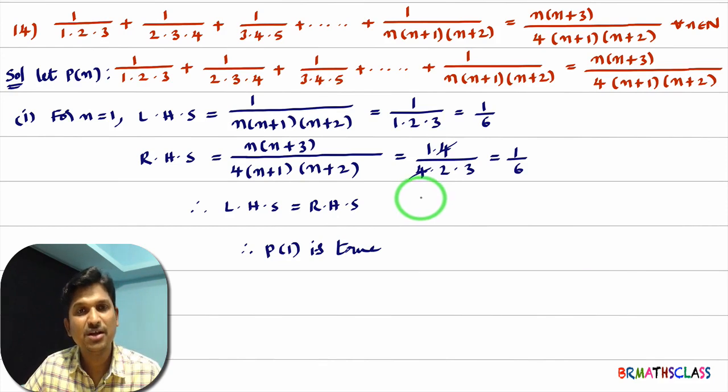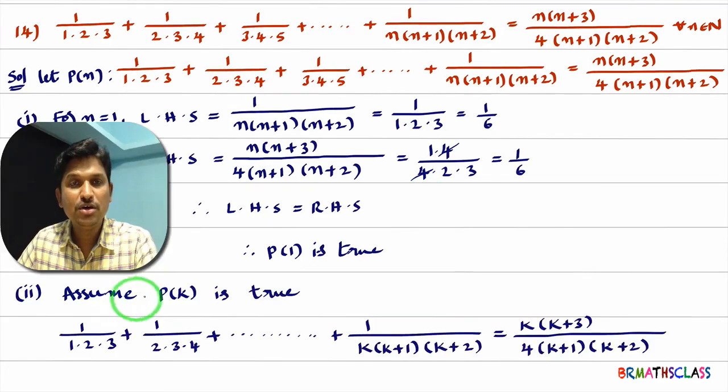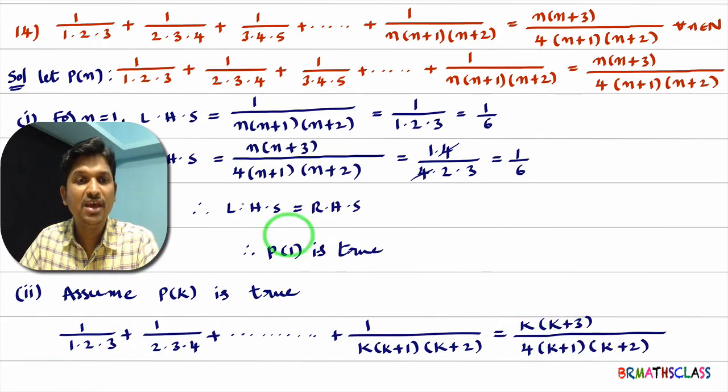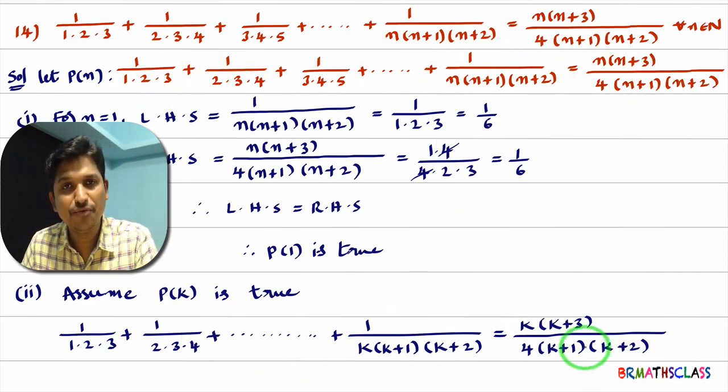Now second part. What is the second part? By assuming P of k is true, we need to prove P of k plus 1 is true. First I'll assume P of k is true and I'll write what P of k is. How will you get P of k? In this P of n, wherever n is there you write k, then you will get P of k.